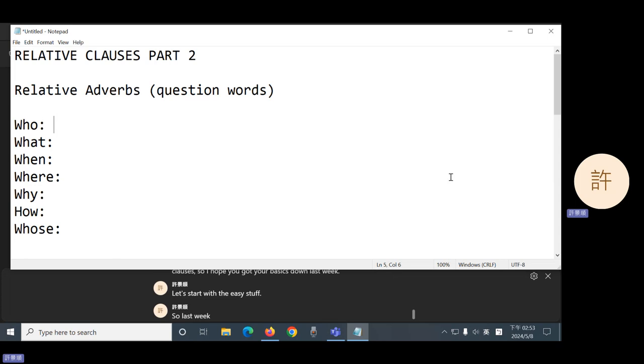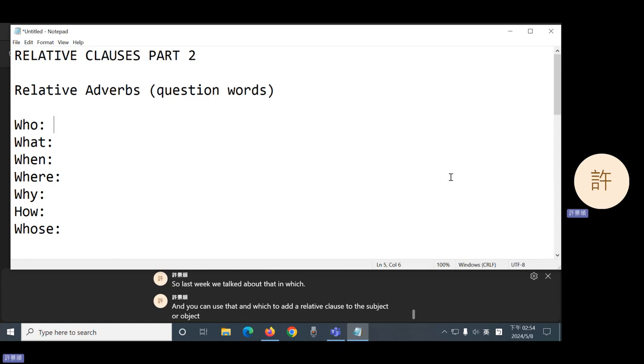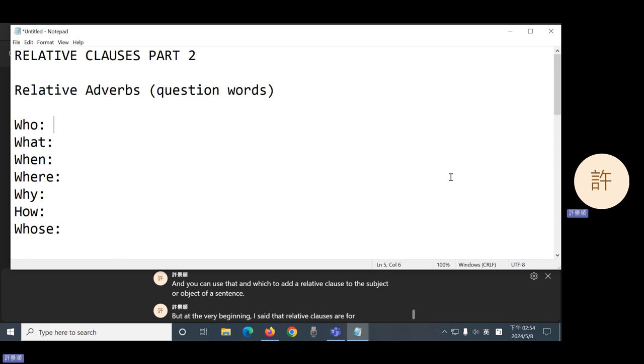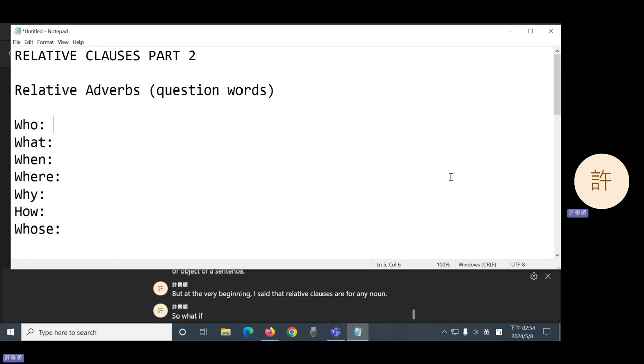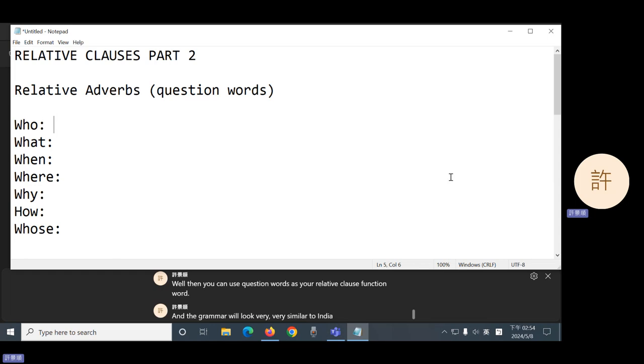So last week we talked about that and which. And you can use that and which to add a relative clause to the subject or object of a sentence. But at the very beginning, I said that relative clauses are for any noun. So what if the noun is not the subject and is not the object? What if it appears in the extra information? Well, then you can use question words as your relative clause function word. And the grammar will look very, very similar to indirect questions.